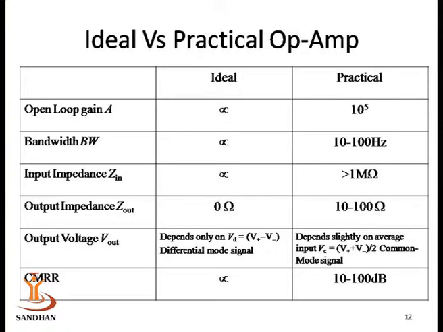Input impedance is very high, in the order of mega ohm. Output impedance is 10 to 100 ohm, meaning it is very low. CMRR, that is common mode rejection ratio, is 10 to 100 decibel. So these are a few operational amplifier parameters. Actually these parameters are used for the selection of the proper operational amplifier for a particular application.